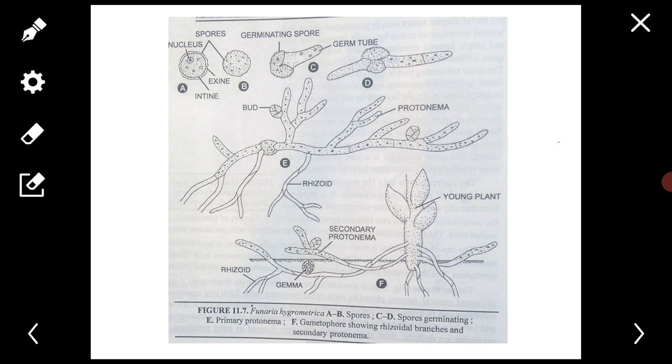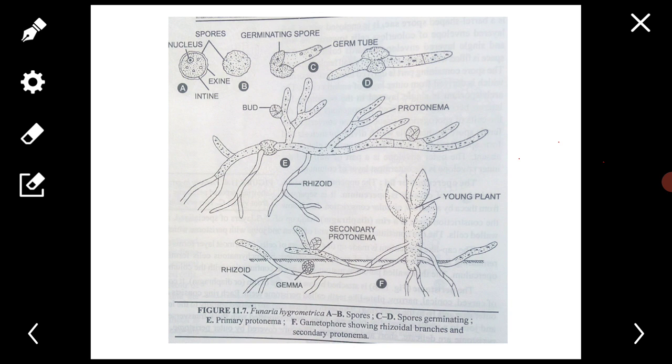Next, the secondary protonema. The secondary protonema may be formed from any cell of a detached stem, leaf, and rhizoids under moist conditions.